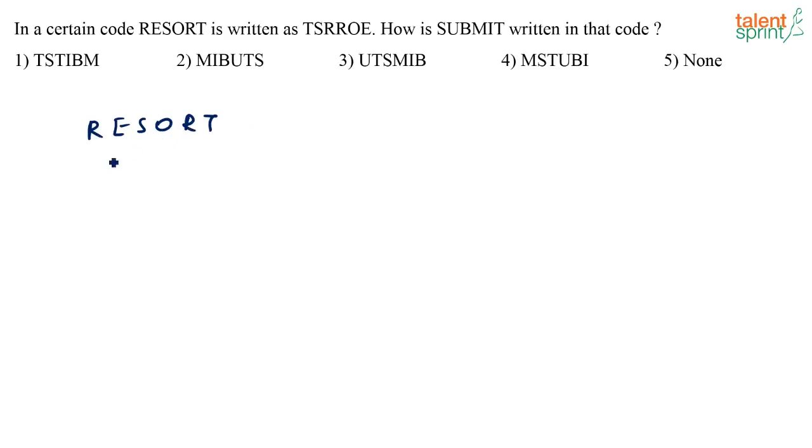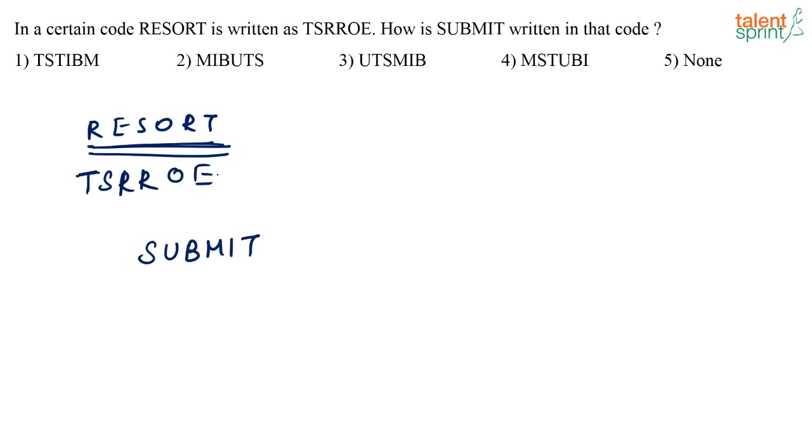When you look at this word resort, the letter that will come last in the alphabetical order is T. Then you will have S followed by 2 R's, then O and then E. Similarly, if you look at the word submit, which letter will appear last in the alphabetical order? It will be U. Then after that you will have T, then S, M, I and B. So this is the code for submit. Your answer is option 3, UTSMIB. Option 3. Yes. Next one.